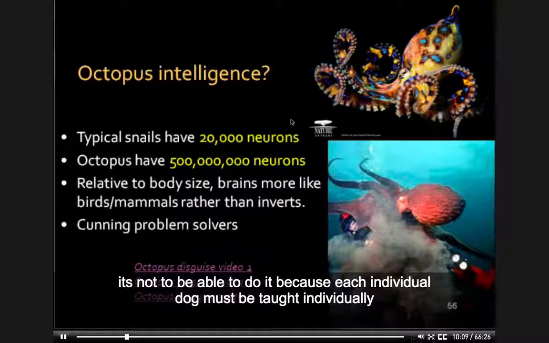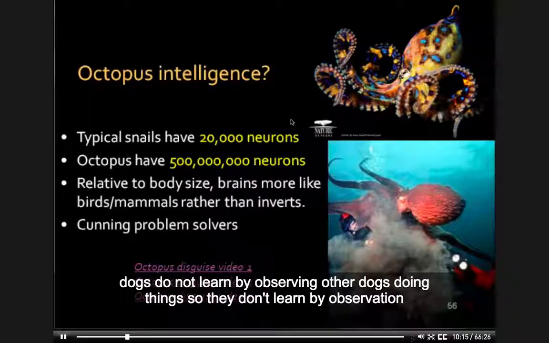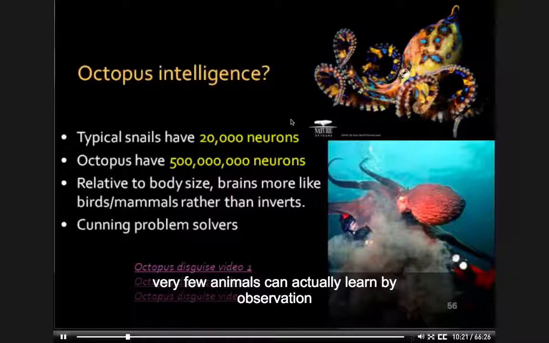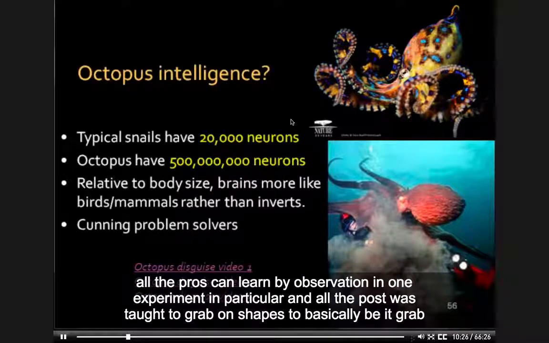It's not going to be able to do it because each individual dog must be taught individually. Dogs do not learn by observing other dogs doing things. So they don't learn by observation. Very few animals can actually learn by observation. Octopus can learn by observation.